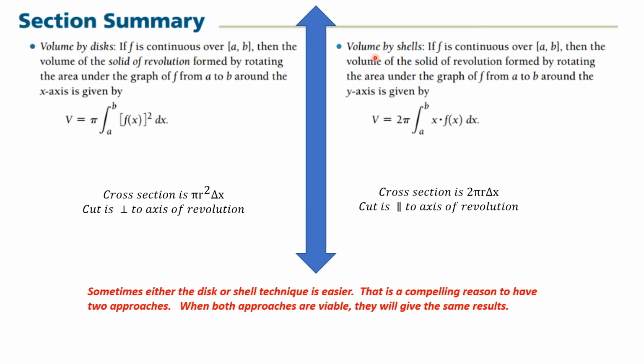We also learned about volume by shells. So if f is continuous on [a, b], then the volume of the solid of revolution formed by rotating the area under the graph of f from a to b around the y-axis is given by volume equal to 2 pi, the definite integral from a to b, x times f of x dx. Now here you will note that the cross-section is different. This one is 2 pi r h, and so this is 2 pi r delta x. And the cut is parallel to the axis of revolution.